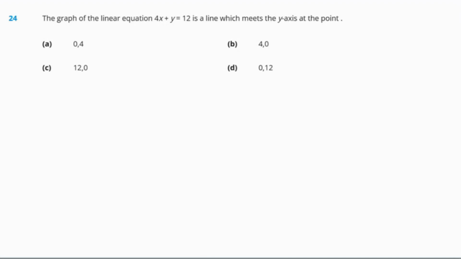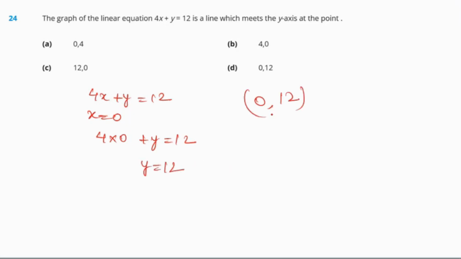Correct. So what we can do, the equation of the line which is given to us is 4x plus y equals 12. Here, in the place of this x, we can put 0. So if we are taking the value of x as 0, we will be getting the value of y as 12. Okay, so if we take x as 0, we are getting y as 12. So option D.